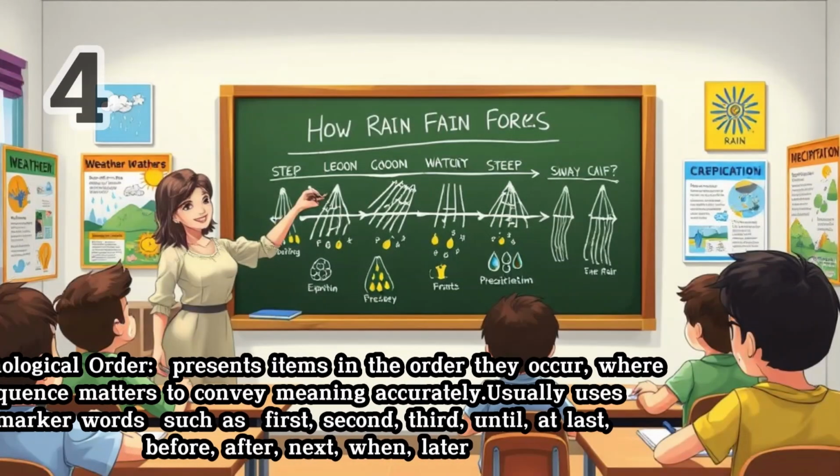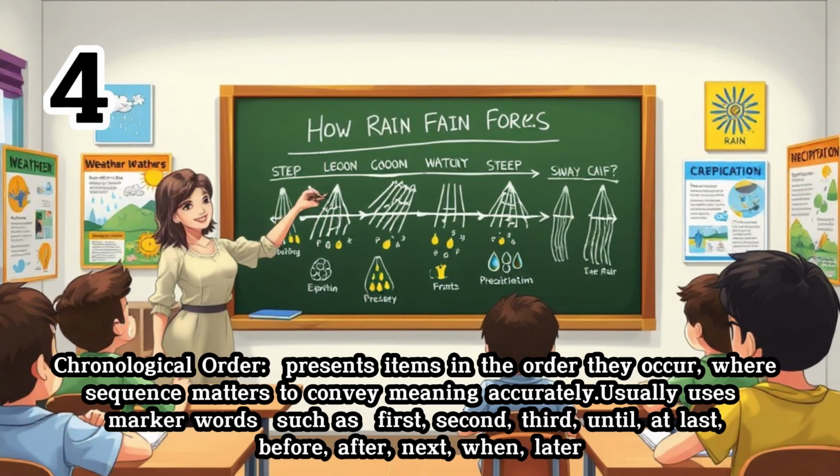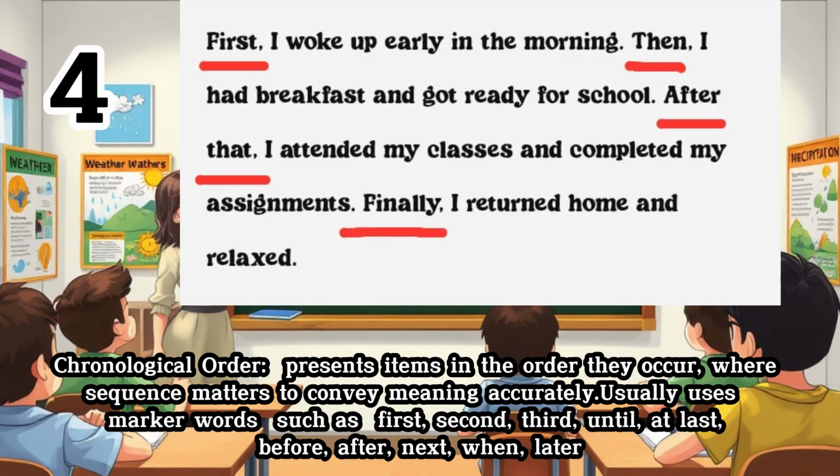Chronological order: presents items in the order they occur. For sequence matters to convey meaning accurately. Usually use marker words such as first, second, third, until, at last, before, after, next, when, and later.